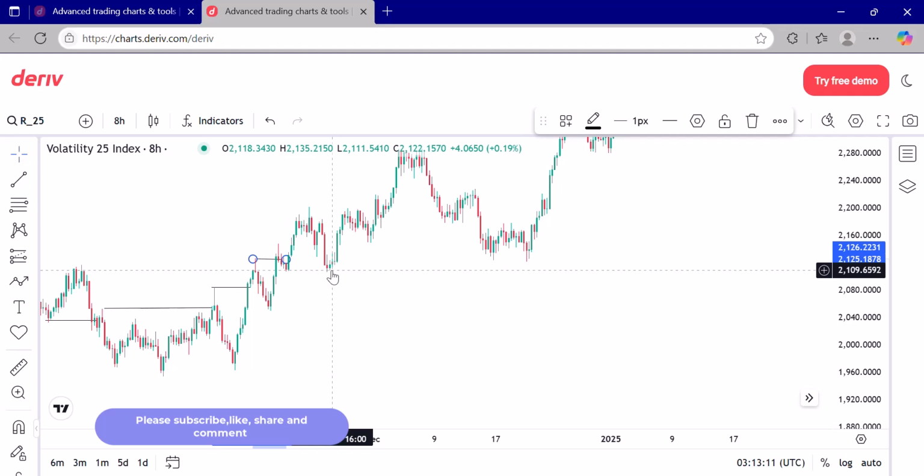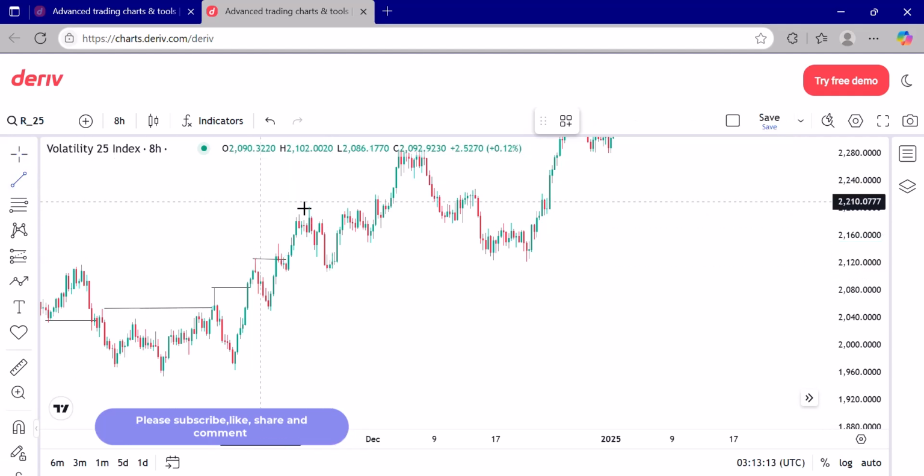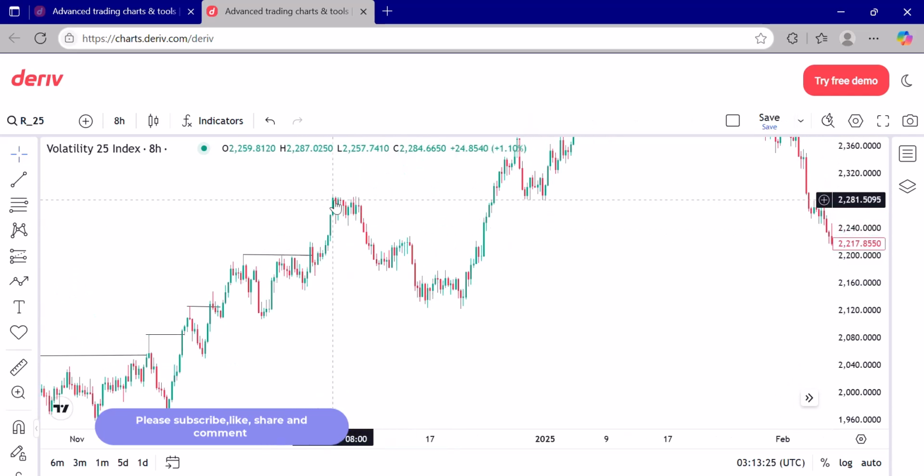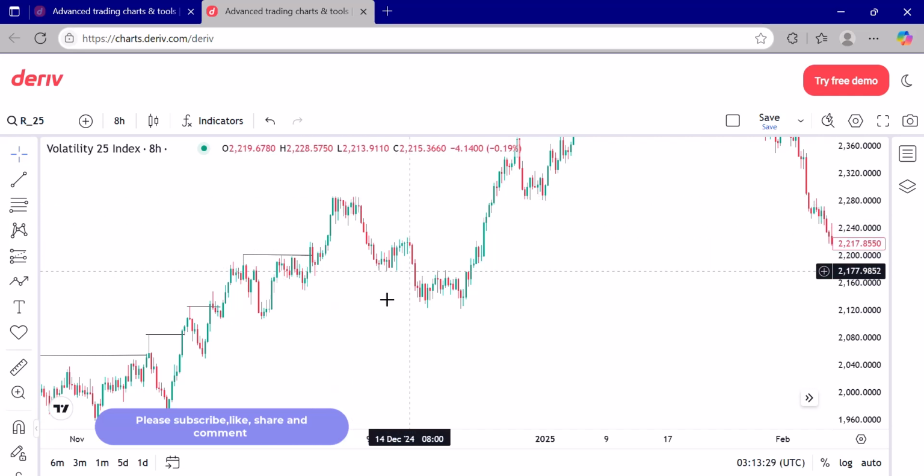So the market retraces. And then where is the next break of structure? The next break of structure is here. So after price retraces, the next break of structure is here. Okay, break of structure here. And then after this, observe what happened.